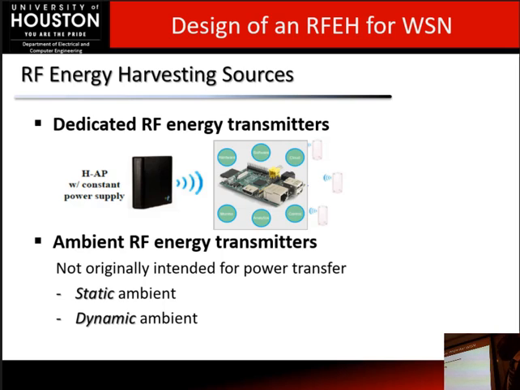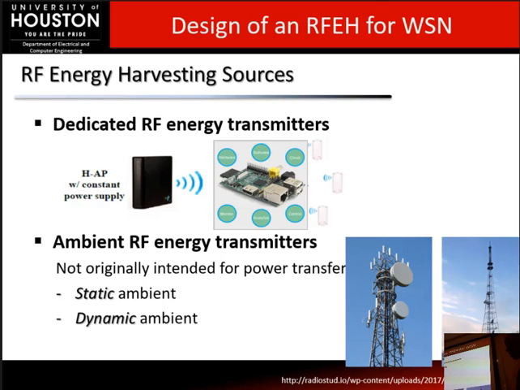And there are two types of transmitters in this case. One is called ambient static, like the case of cell phone towers or TV towers, for example. The other one is called dynamic ambient, like, for example, a time-varying source like a Wi-Fi router, or users in a cognitive radio network. In this presentation, the first part of my research will deal with dedicated transmitters. The second part will be on ambient transmitters.